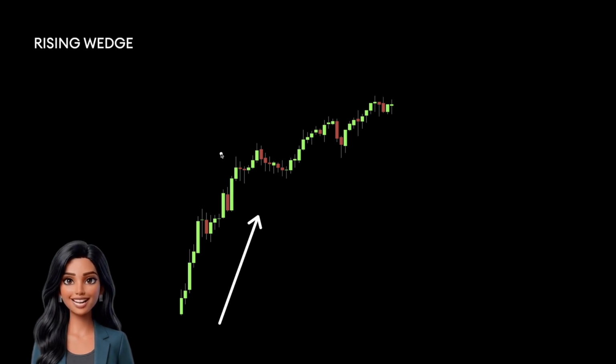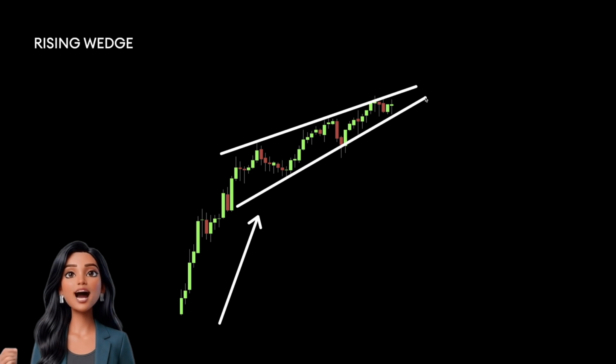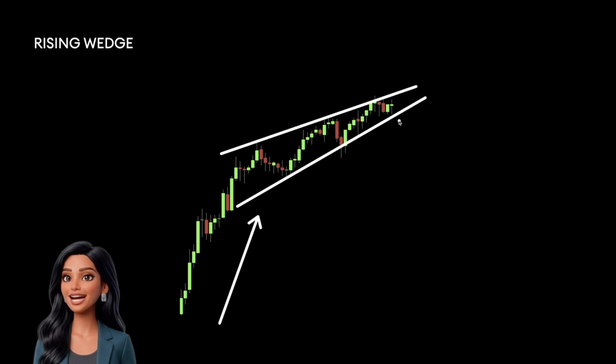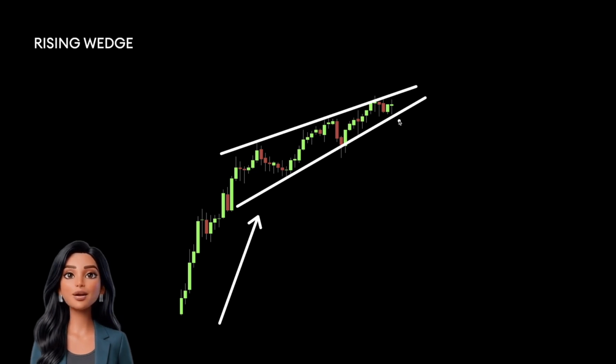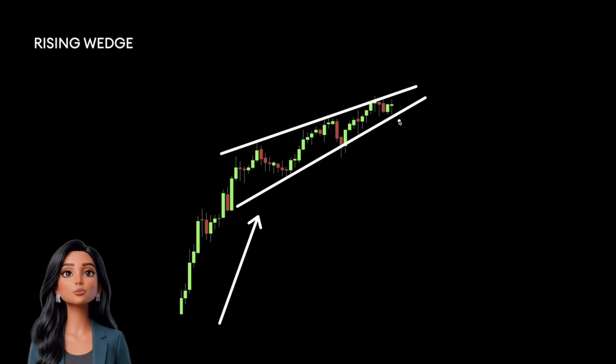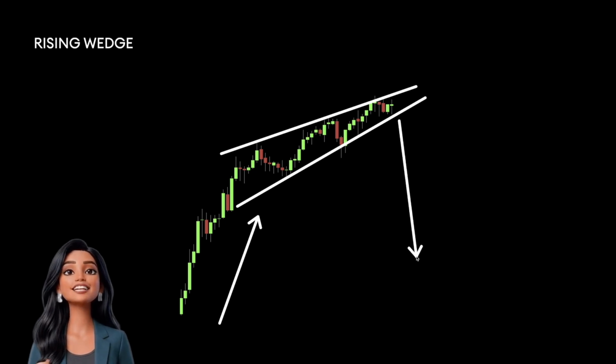In a bullish rising wedge, the price is initially in an uptrend, and the rising wedge forms as a continuation pattern. But be cautious. While it can break out to the upside, a rising wedge often signals a reversal. If the price breaks below the lower trend line, it confirms a bearish reversal.